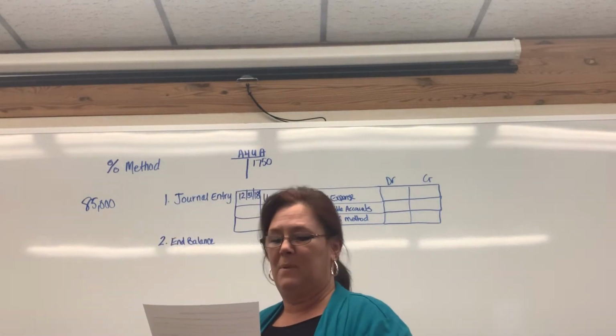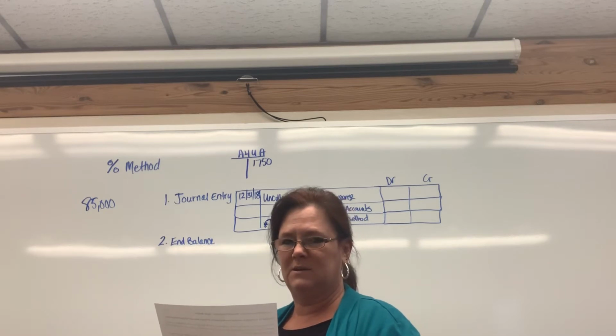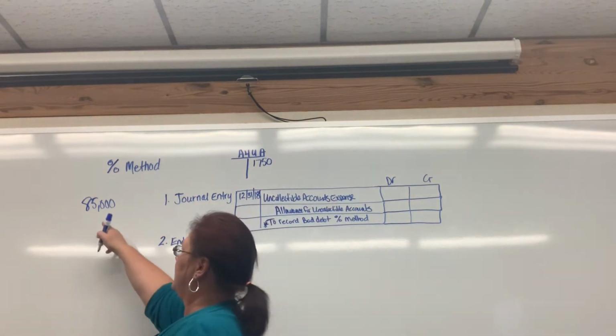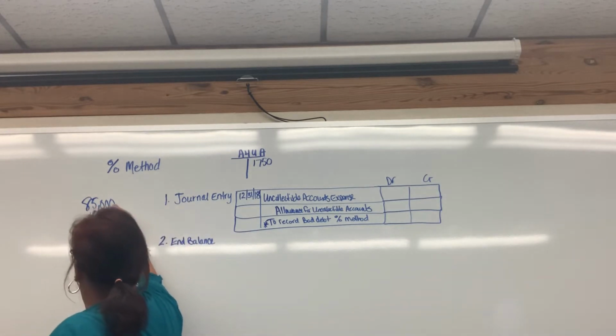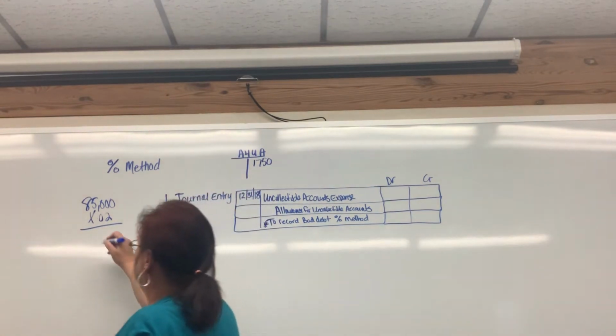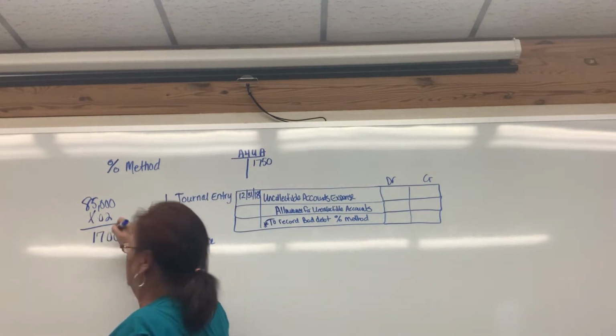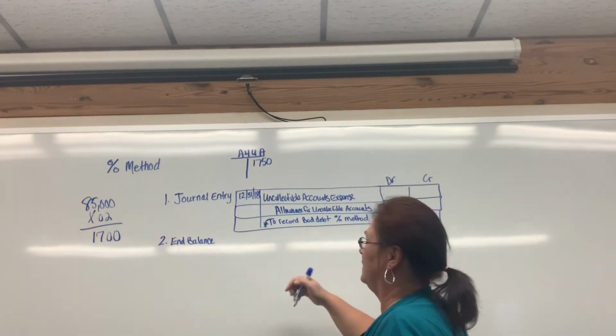85,000, and in the past, 2% of the net sales have proved uncollectible. So all we're doing is taking that percent and multiplying it by the net sales, so by 0.02. If you do that math, it should turn out to be $1,700. That is your expense. So plug that into the journal entry.